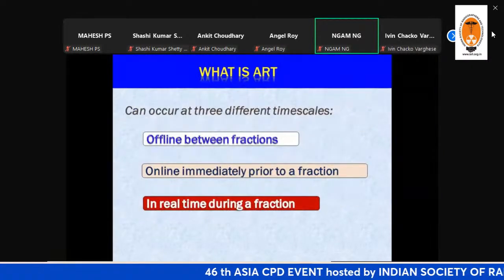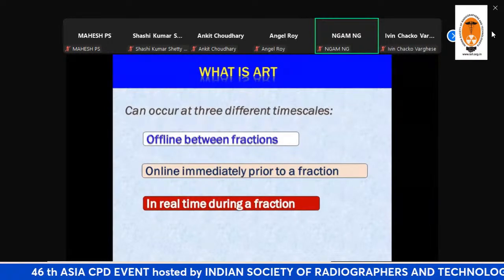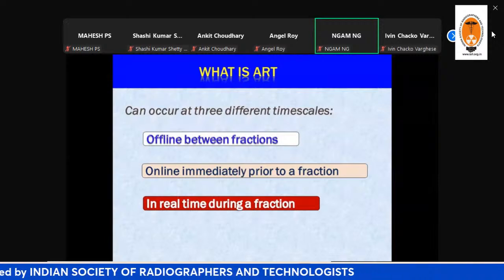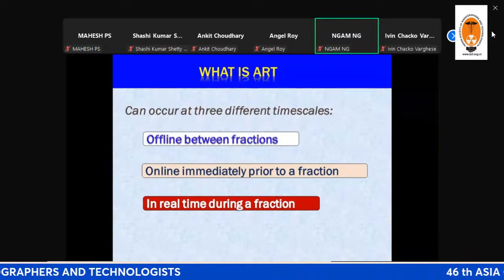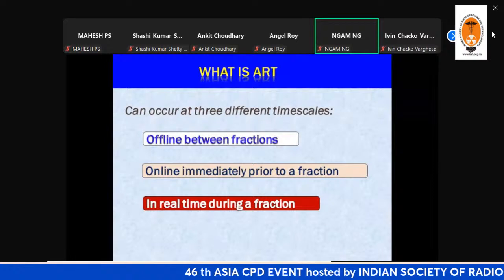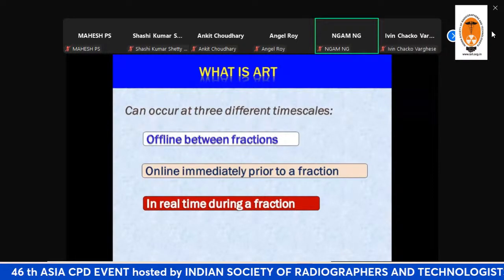So ART can occur at 3 different time scales. That is offline, between the fractions. That means we take the image, and the clinician can evaluate these images after the treatment, and if he finds any clinical change, he can take the decision for adaptive radiotherapy or continue with the same plan.